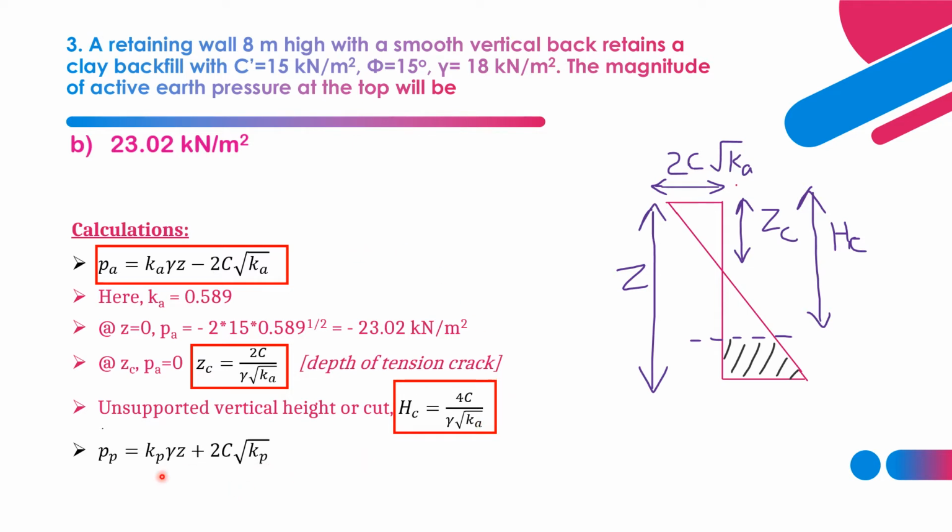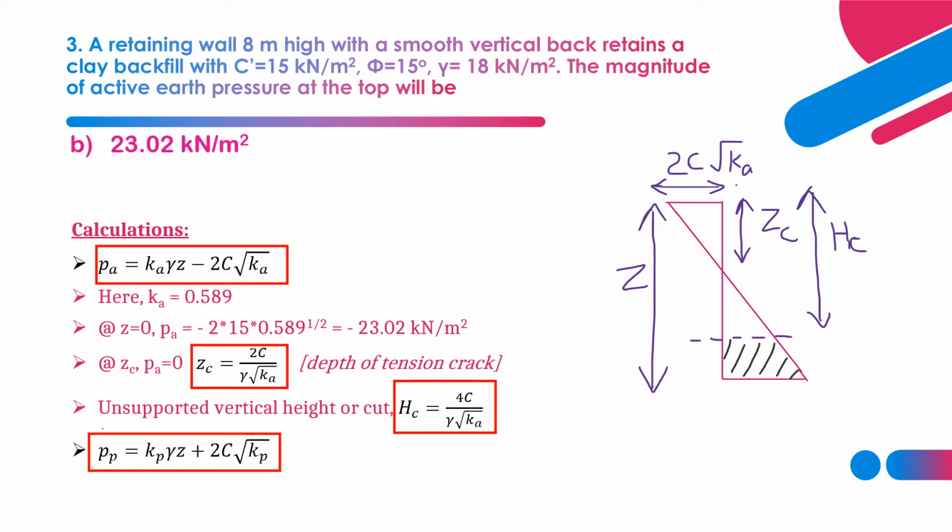And this is the formula when there is passive earth pressure. In case of passive earth pressure, it is Kp gamma z plus 2C root Kp. So that means there is no tension crack formation in case of passive earth pressure, because the wall is moving towards the backfill. So towards the backfill, there will be no condition of tension crack. And Kp gamma z plus 2C root Kp is the passive earth pressure at any depth.